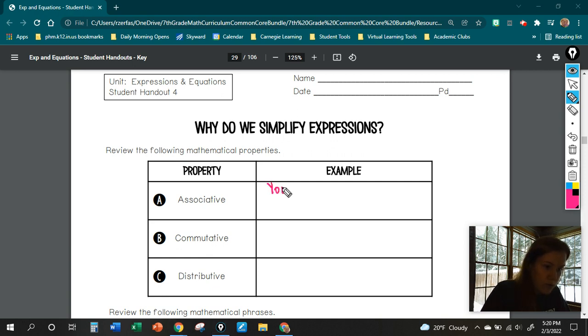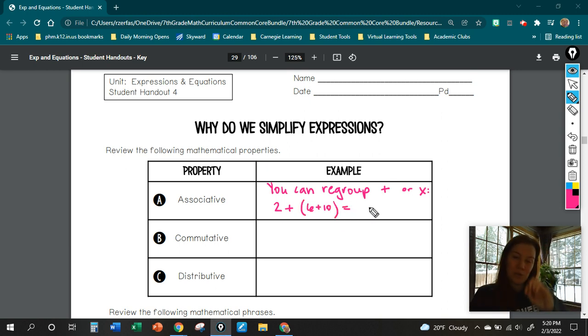So let's write that out. You can regroup when you're adding or multiplying. So here's what that looks like. You could have something like 2 plus this group, 6 plus 10. An order of operations would tell you should do what's in parentheses first, but the associative property allows you to change how the numbers are grouped and you still get the same value. So you can rearrange it so that you actually do something like 2 plus 6 first. Sometimes this is really helpful based on what the numbers look like.